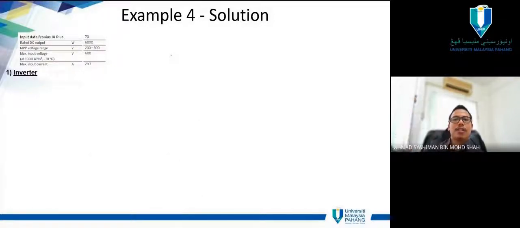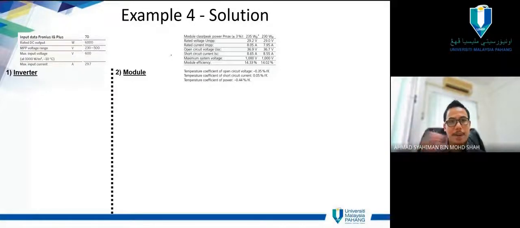For the solution, boleh mana-mana, boleh kira inverter dulu atau modul dulu, tapi dekat sini saya kira inverter sebab saya nak tunjuk lebih nampak jelas. Kita kira yang inverter tadi, tahu yang maximum dan minimum modul. Maksudnya kita kira yang V max, window voltage minimum itu. Okay, part inverter what should we do?